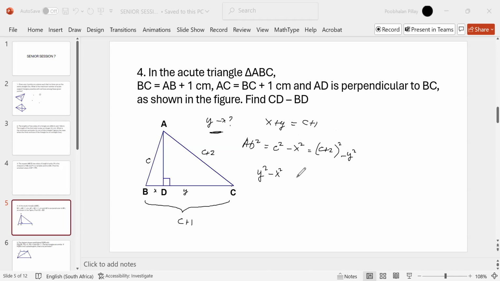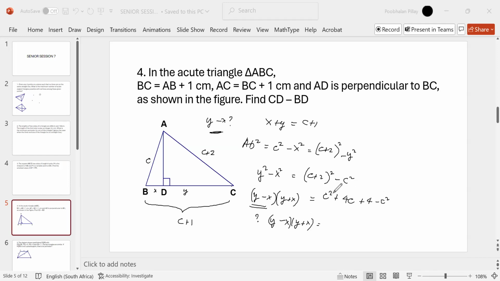Bringing y squared to this side, and the c squared to the other side, you will have (c plus 2) all squared minus c squared. Now this factorizes: y squared minus x squared is y minus x into y plus x. We need to find out what this is. So on the left-hand side, we've zoned in on the quantity we're looking for. Now let's see what happens here. This is c squared plus 4c plus 4, the square of a binomial, minus c squared.